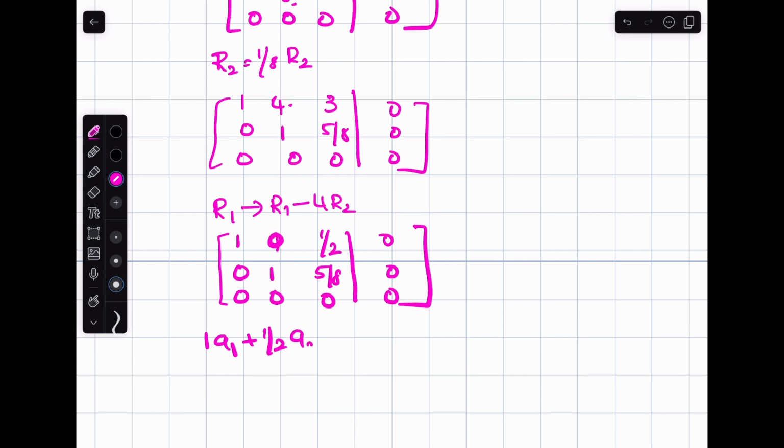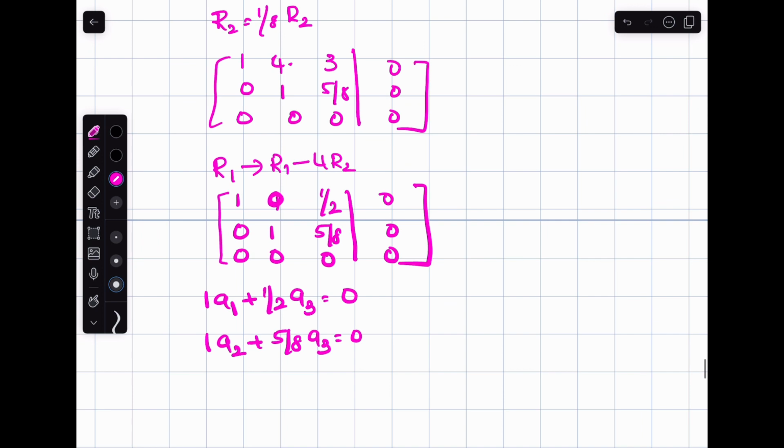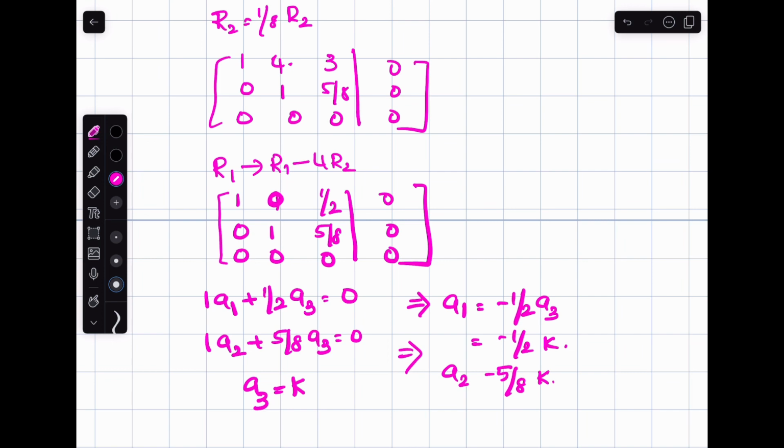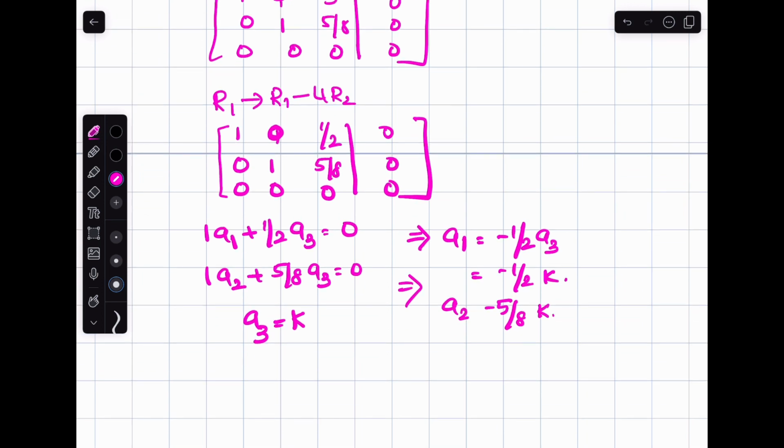So 1a1 plus half of a3 is equal to 0, and 1a2 plus half 5 by 8 of a3 is equal to 0, and a3, let me consider some constant k. All right, k can be any value. So let me rewrite a1 is equal to minus half of a3, where a3 is nothing but half of k, and let me write for a2 as well, it is minus 5 by 8 times k, and a3 is k also, as usual.